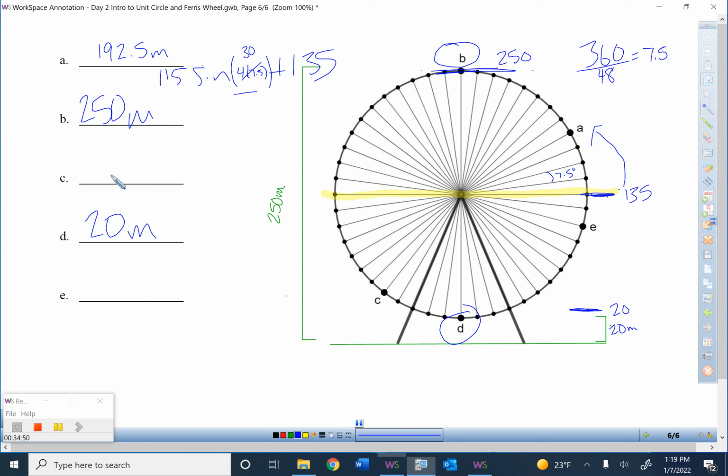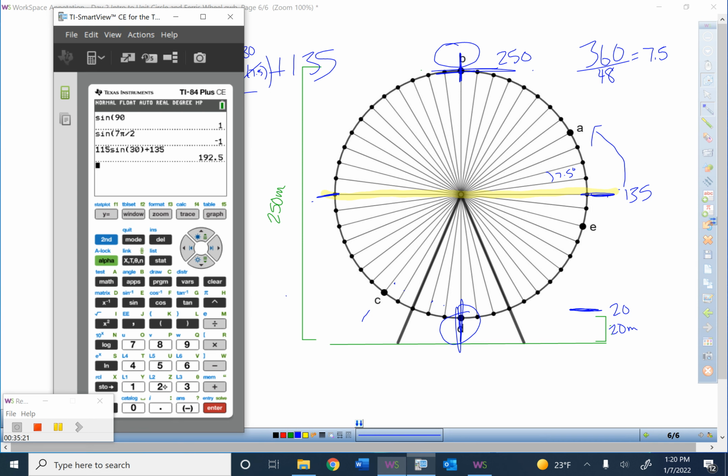Looking at the next one, C is down here. We're not going to count how many sections it has total. We're going to find a reference point. So you're going to find the closest nice value. Out of your 90, 180, 270, and 360, you're going to find the one that's closest. And this one's closest to 270. So we're going to take 270 and subtract however many sections we need. So 1, 2, 3, 4, 5. In your calculator, if you want, you're taking 270 minus 5 sections, 7.5 each.